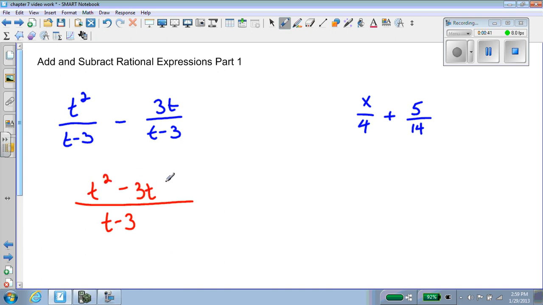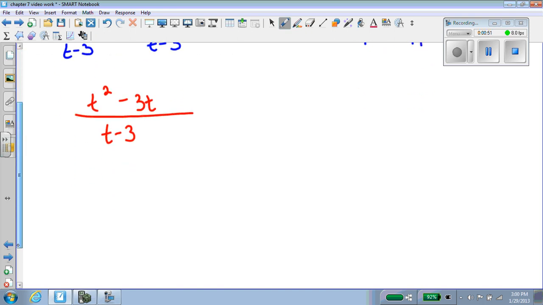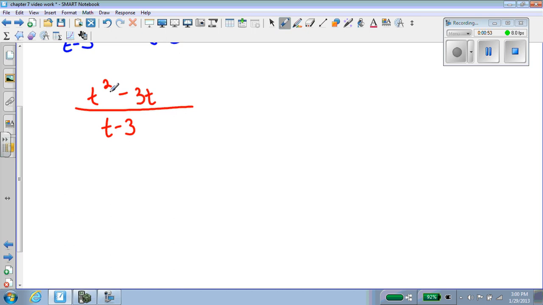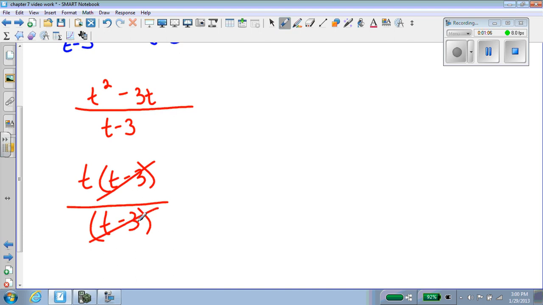And those aren't like terms, so there's nothing I can do with them, except now I'm looking at a rational expression, and perhaps I can put it in lowest terms. So let's think about that. If I factored a t out of the numerator, t times t minus 3, over my denominator, t minus 3, then I would have identical binomials, and I could just say my final answer is t.